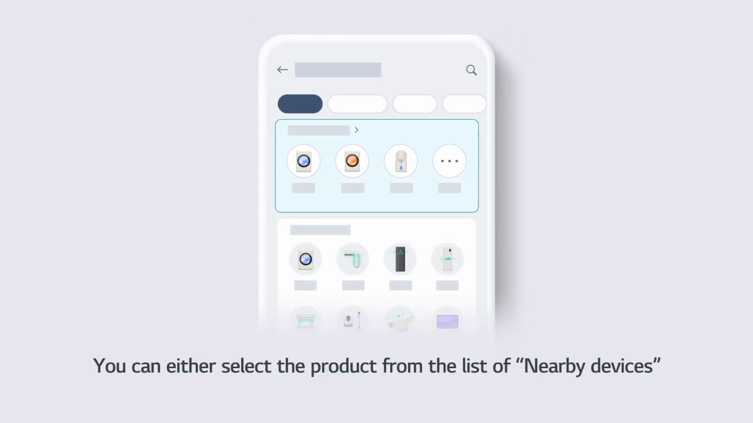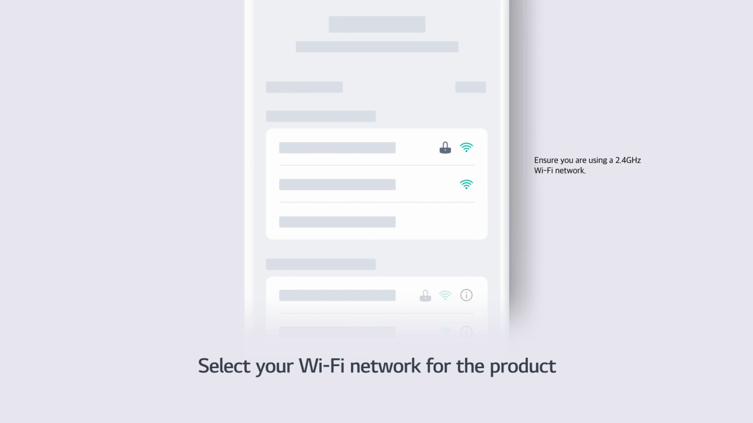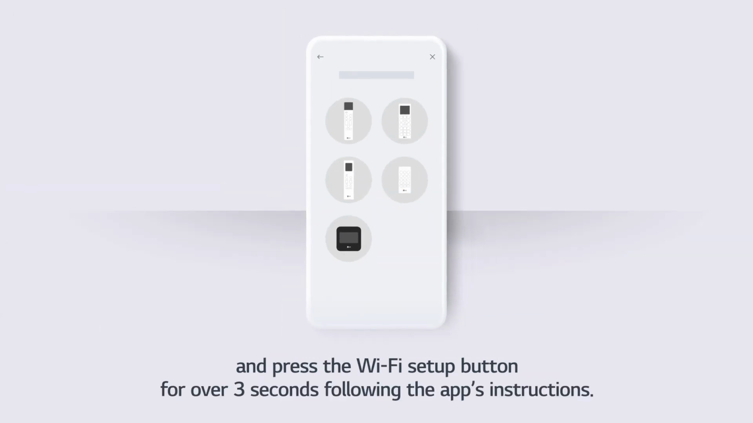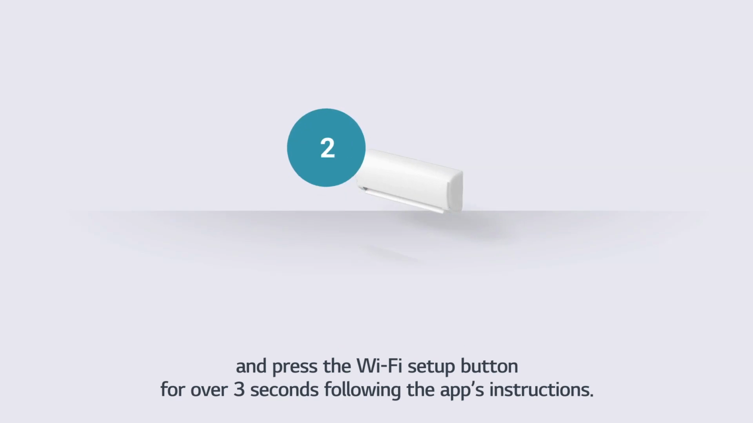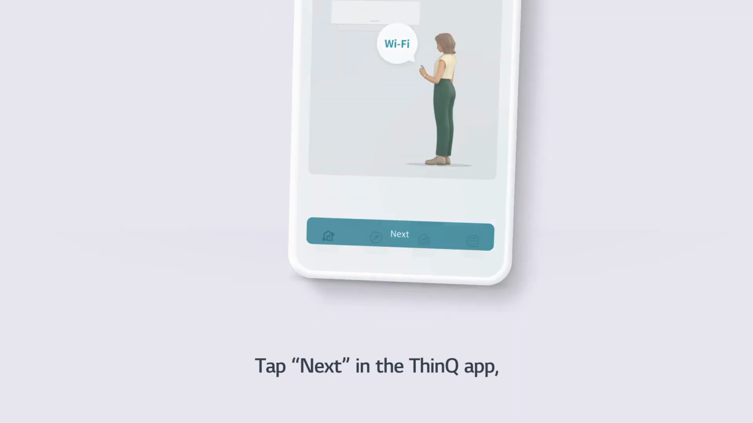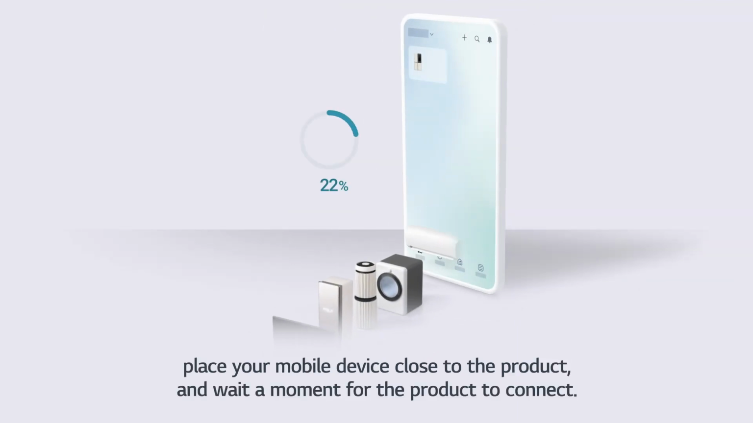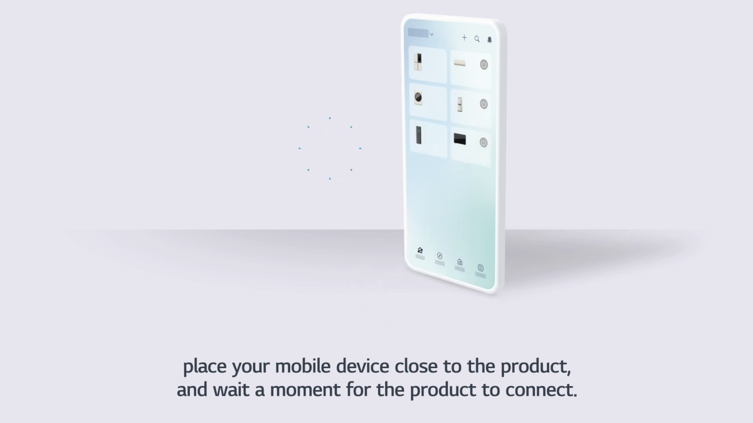You can either select the product from the list of nearby devices or directly from the product list below. Select your Wi-Fi network for the product and press the Wi-Fi Setup button for over 3 seconds following the app's instructions. Tap Next in the ThinQ app. Place your mobile device close to the product and wait a moment for the product to connect.